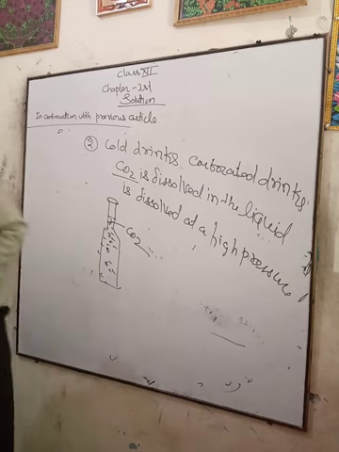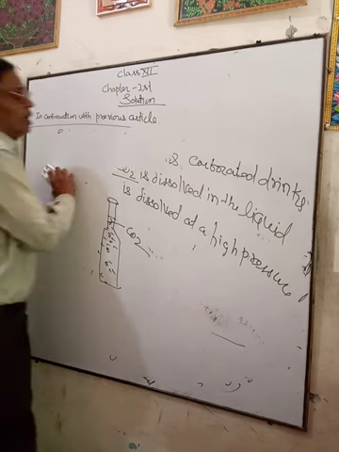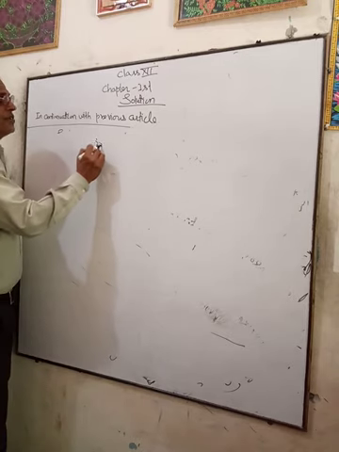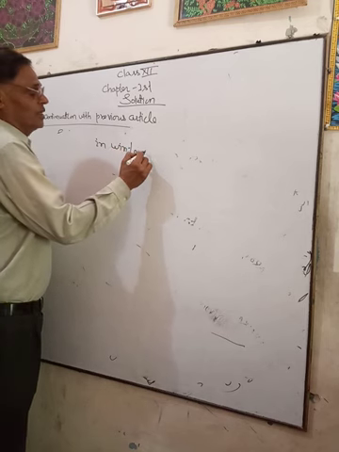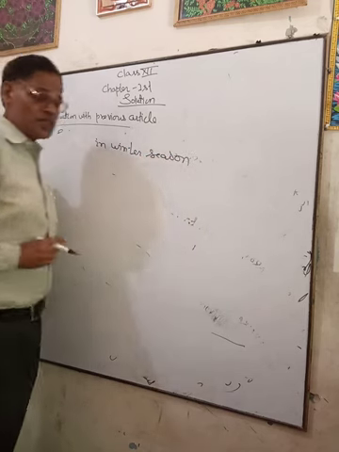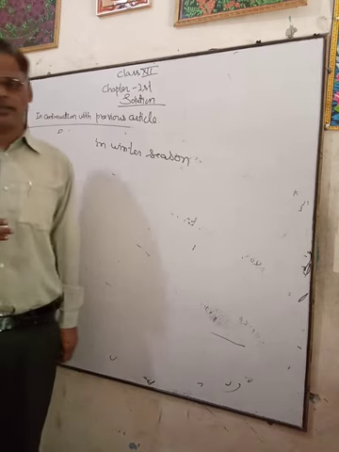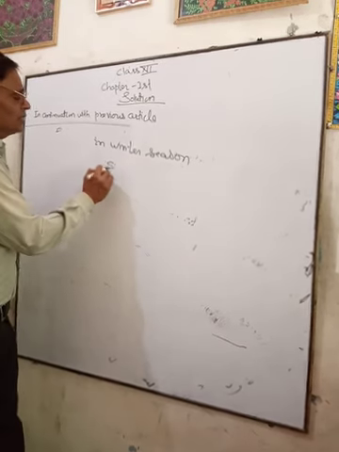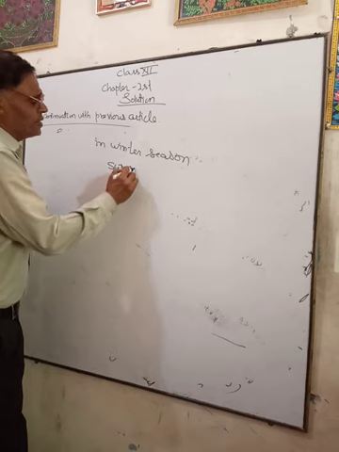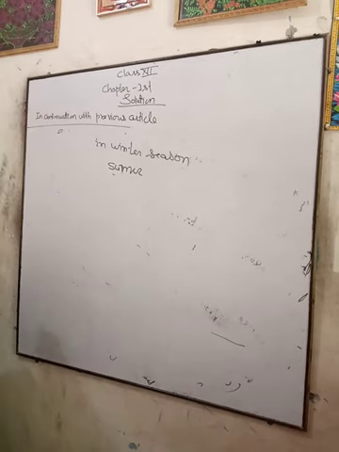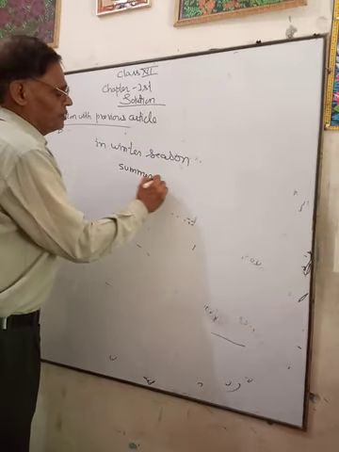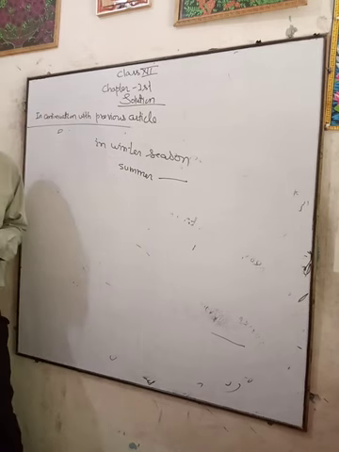Now see, the third case which we are going to discuss as an application of Henry's law. In the winter season, fishes are quite happy inside the ponds and water bodies. In the winter season they are happy, but in the summer season they are in trouble. Let us try to understand the concept.